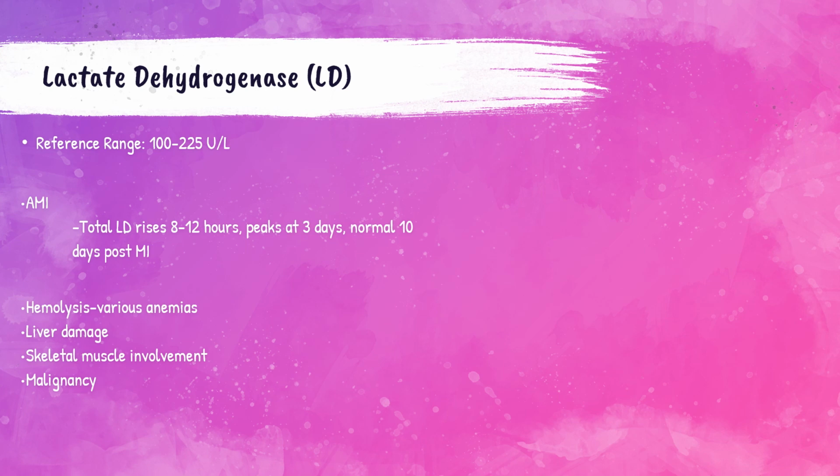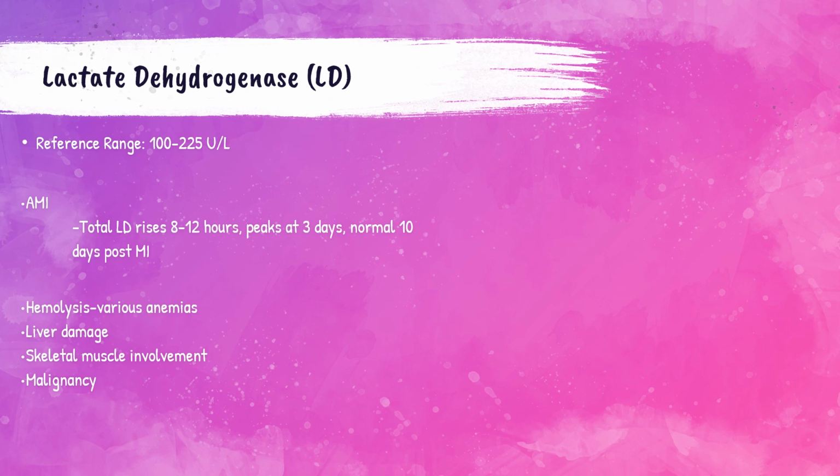Because of the presence of this enzyme in multiple tissues, an elevation of LD in the blood can occur in multiple disorders. An increase of LD may occur in hemolytic anemia. This is a disorder where red blood cells are destroyed faster than they can be made in the body. And LD, of course, is present in the red blood cells. So if those red blood cells are lysing, it's going to release more LD into the plasma.